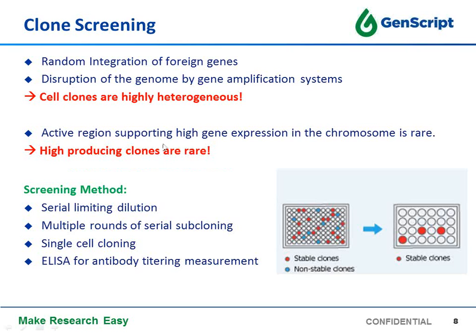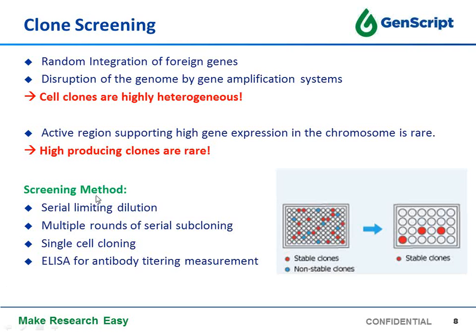And furthermore, high-producing clones are typically rare in a population of transfected cells because the active region in the chromosome supporting this high gene expression is rare. And these high-producer cell clones typically have a lower growth rate because a significant portion of the resources is being used for expression of those recombinant proteins or antibodies.